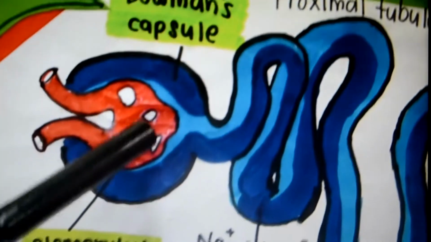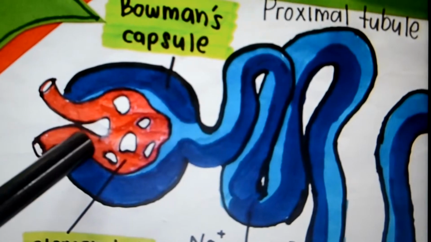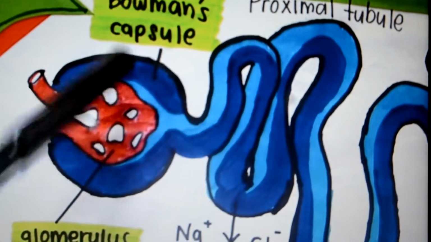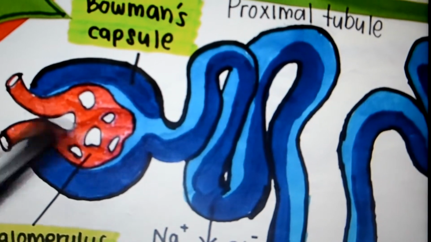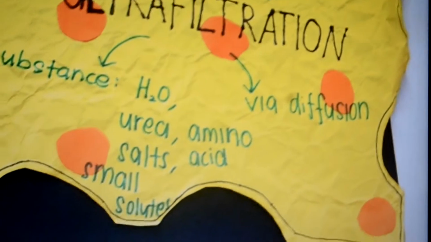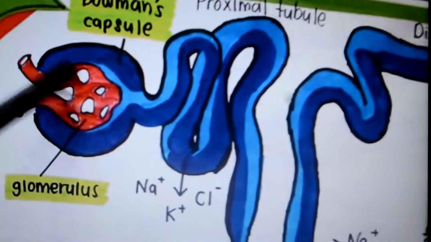It's known as ultrafiltration because it filters out molecules smaller than red blood cells and plasma proteins, such as amino acid, glucose, sodium, potassium and chloride ions, which become part of the filtrate.